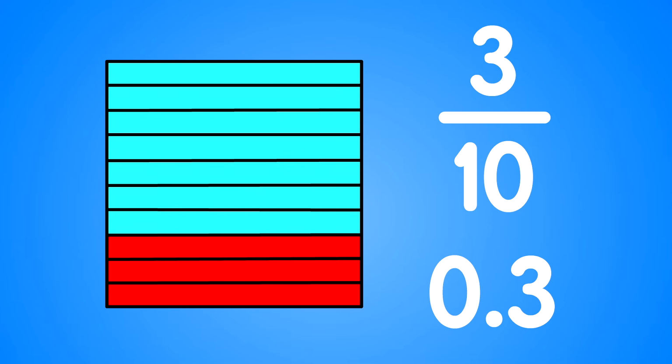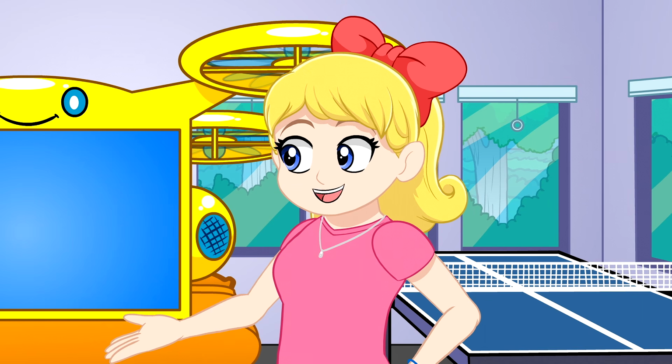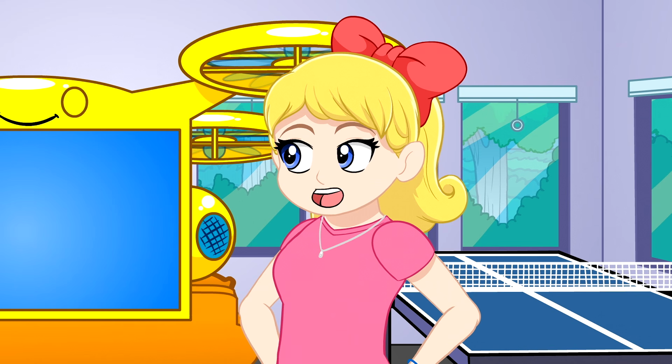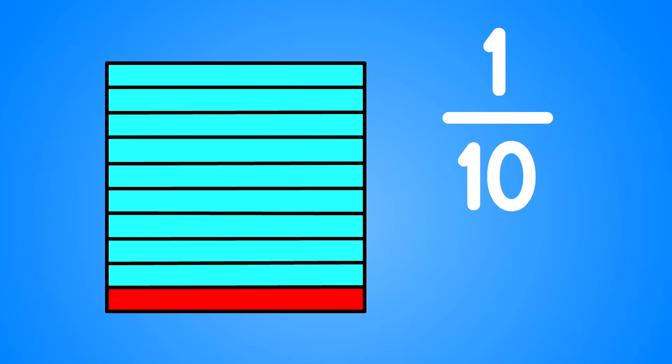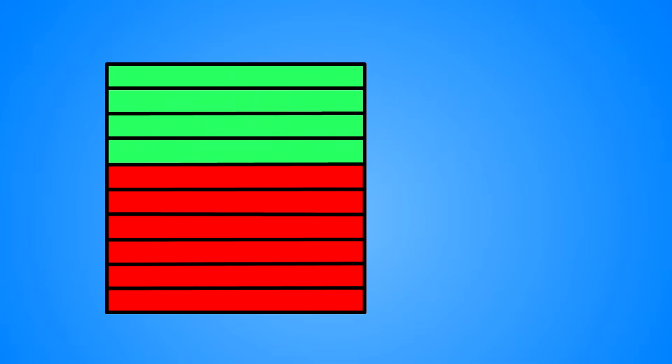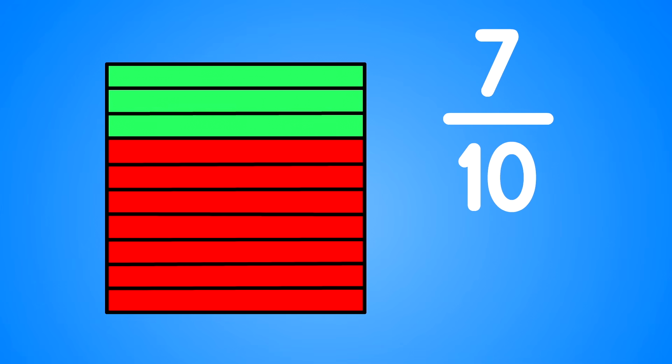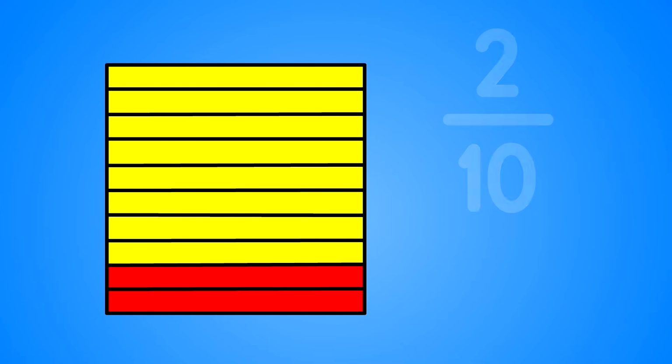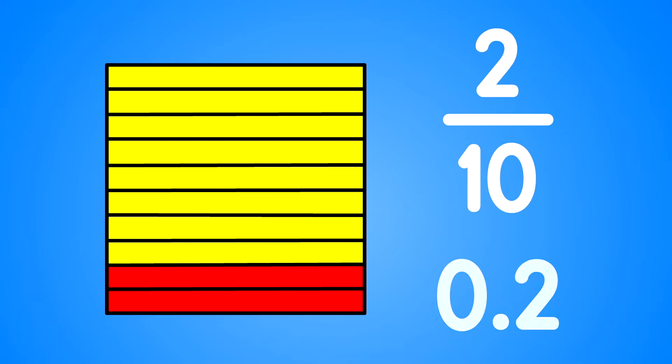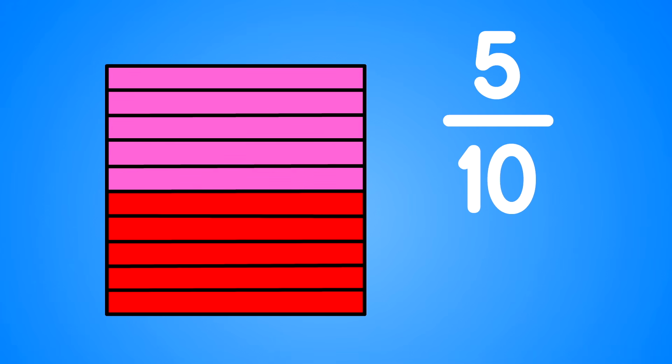We can also write this fraction as the decimal 0.3. That makes sense. Let's do some more. Okay, look at the picture of the square and take turns saying the fraction and the decimal. Newman, you go first. 1/10 or 0.1. 7/10 or 0.7. 2/10 or 0.2. 5/10 or 0.5.